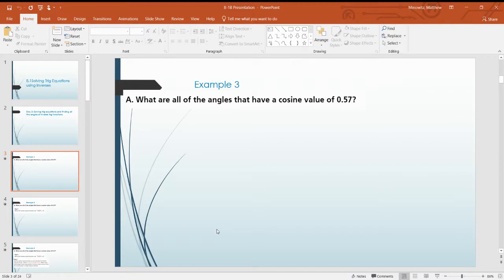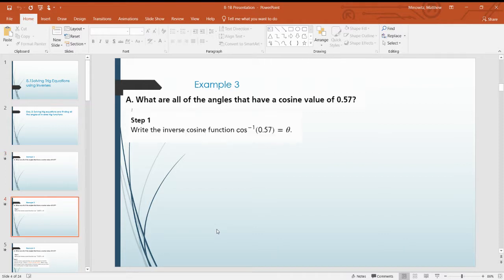So a question might ask, what are all of the angles that have a cosine value of 0.57? When I do this problem, I always think about how many possible answers are there? Where could the cosine be positive? I remember that the cosine is the x value on the unit circle, so the cosine value is positive in quadrants 1 and 4. So I'm going to have two angles. One is a quadrant 1 angle and one's a quadrant 4 angle.